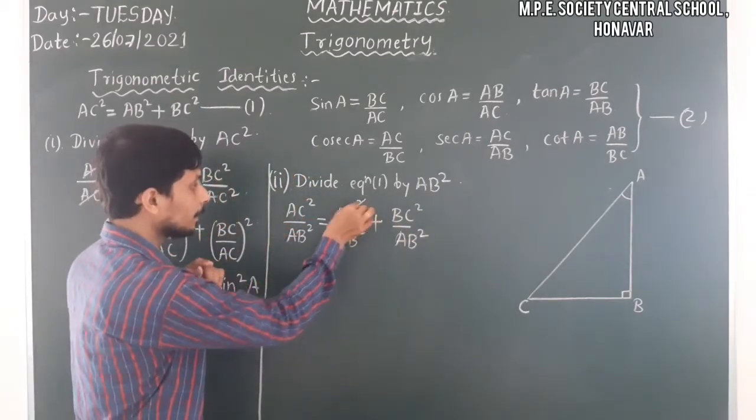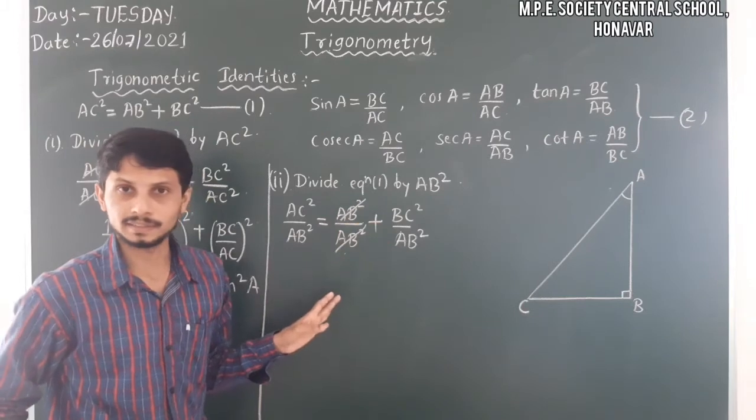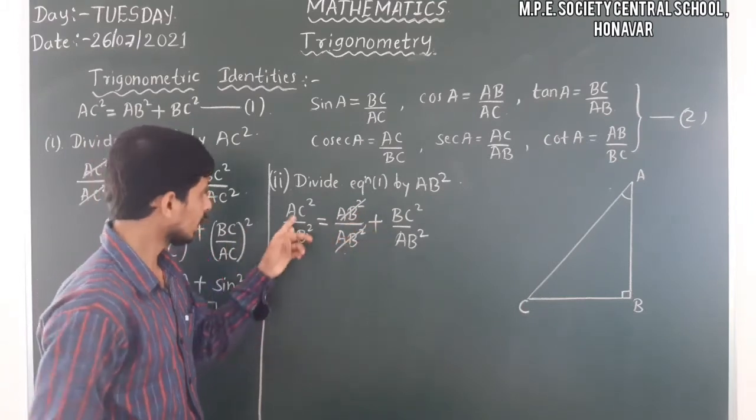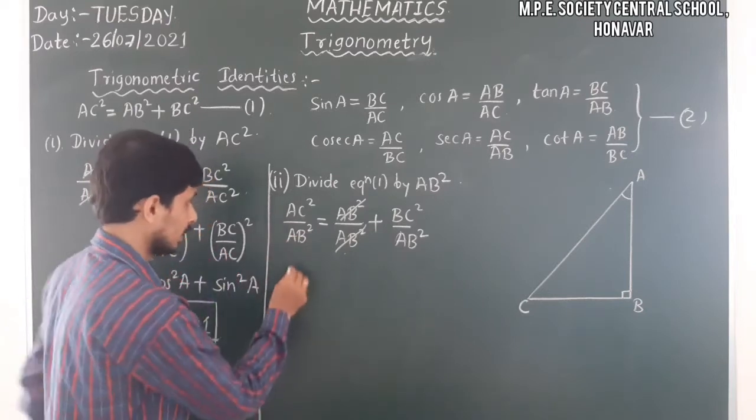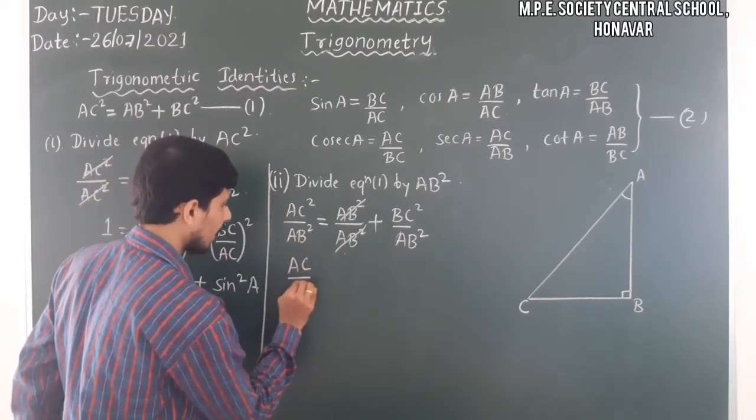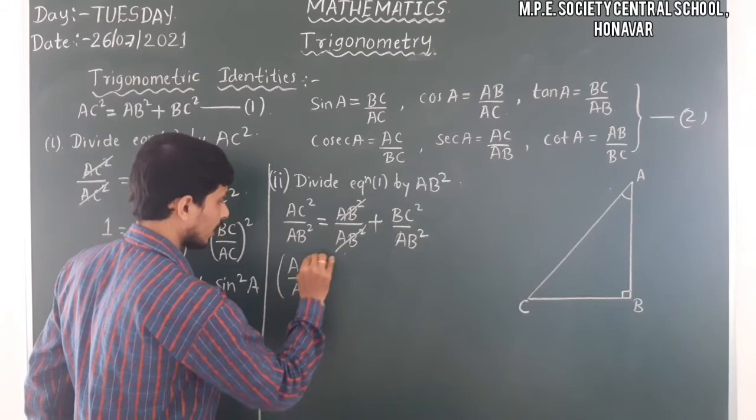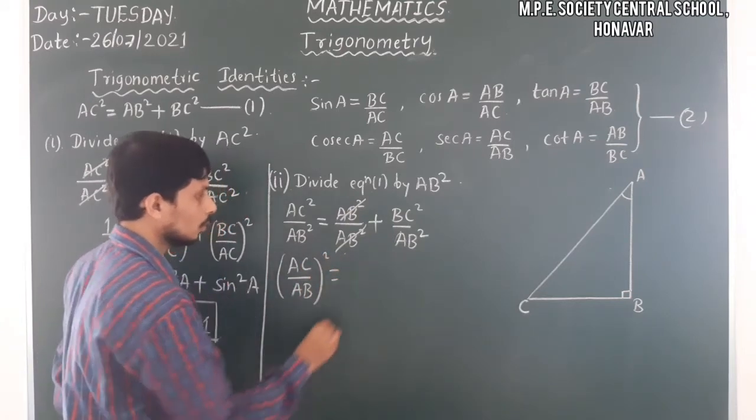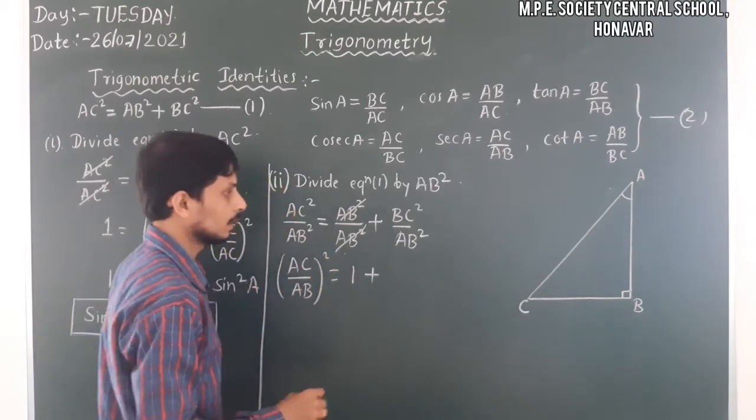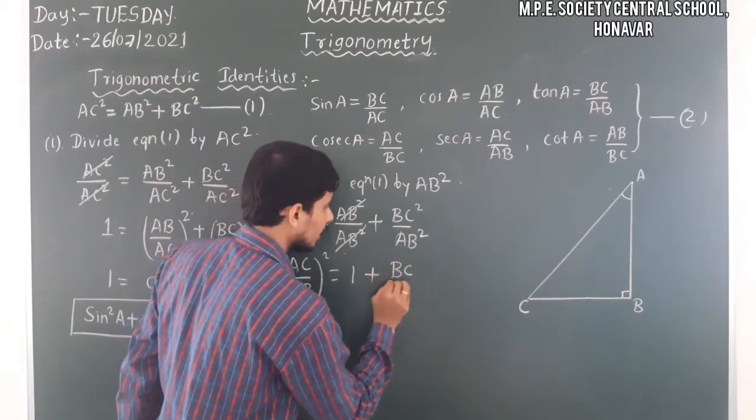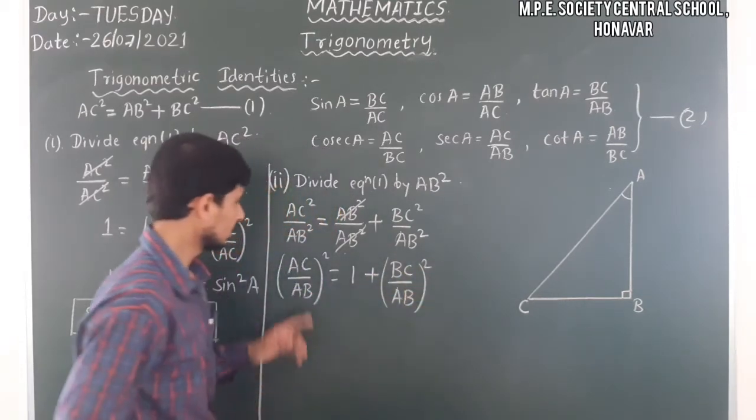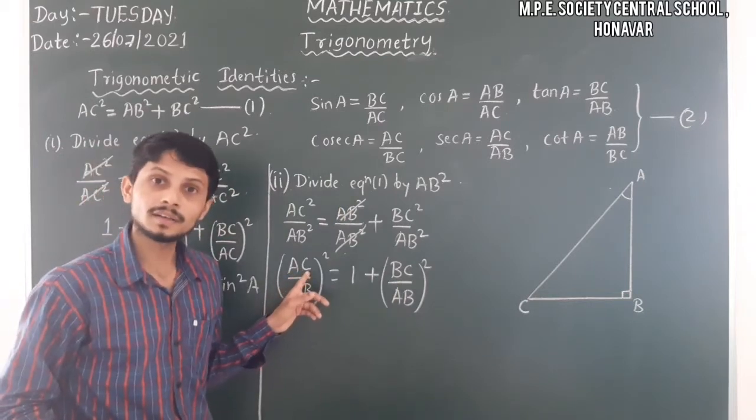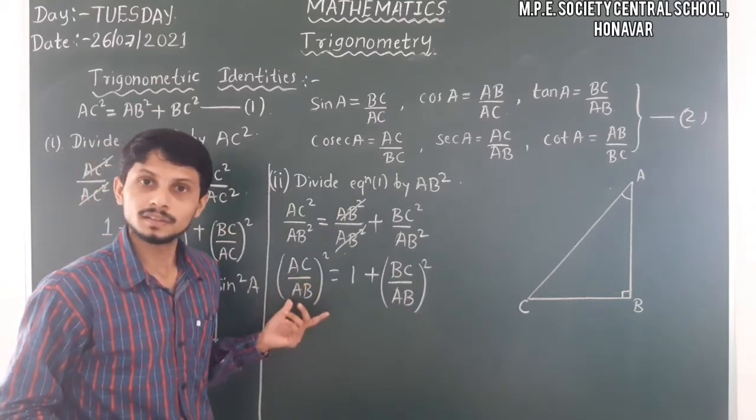Then just observe, AB square and AB square get cancelled, then it becomes 1 here. Here we can use the law of exponent, that is AC by AB whole square is equal to 1 plus BC by AB whole square. So here we have to find the related trigonometric function.